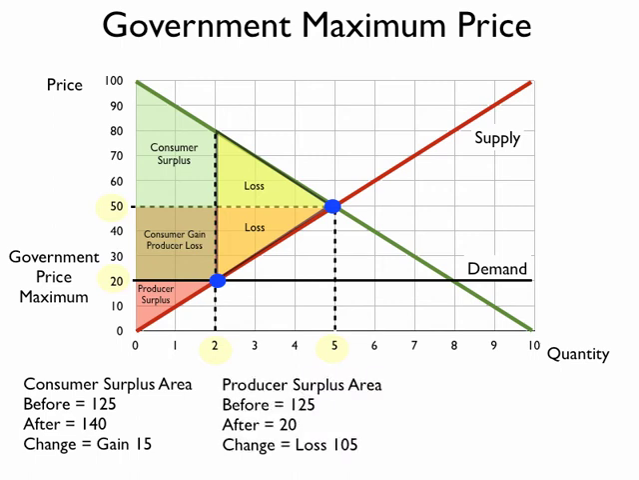The producers, on the other hand, their before situation, they had 125 in surplus, but now they're only left with 20. They had a major loss with 3 producers leaving the market and 2 customers now only paying 20 for a pizza, where before they paid 50.